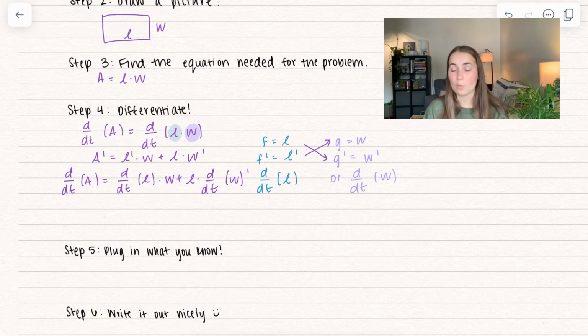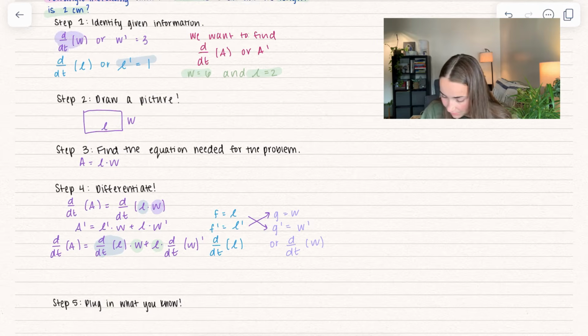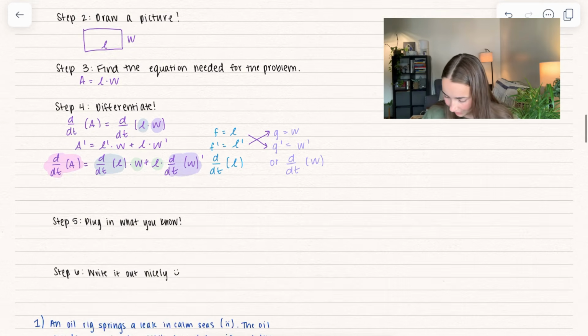We are going to plug in what we know. Let me zoom out here just a little bit so I can highlight what we know. Like we talked about earlier, we already know that the width is going to be a value of 6 and that the length is going to be a value of 2. And then we have that the derivative of L, or L prime, is equal to 1. So we can fill that in right here. And also we have the derivative of W, or W prime, is equal to 3. And remember that this A prime, this derivative of A, is what we wanted to find, right? That is what we're trying to solve for. So let me go ahead and plug in these values.